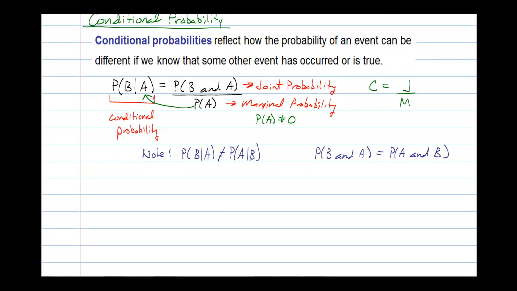Now, when we have two events that are independent, this formula kind of changes a little bit. So if two events are independent, what ends up happening is the probability of B given A is just equal to the probability of B. And what this is saying is the fact that A has occurred has no influence whatsoever on whether B has occurred. So no information is gained from the knowledge of event A.